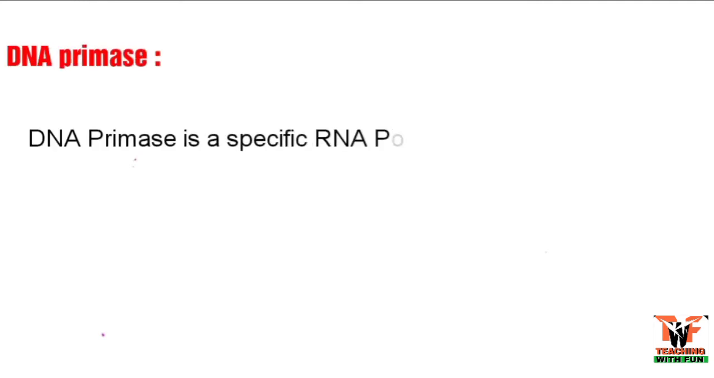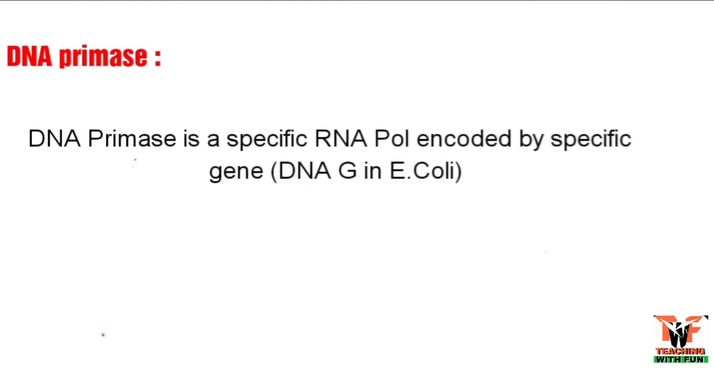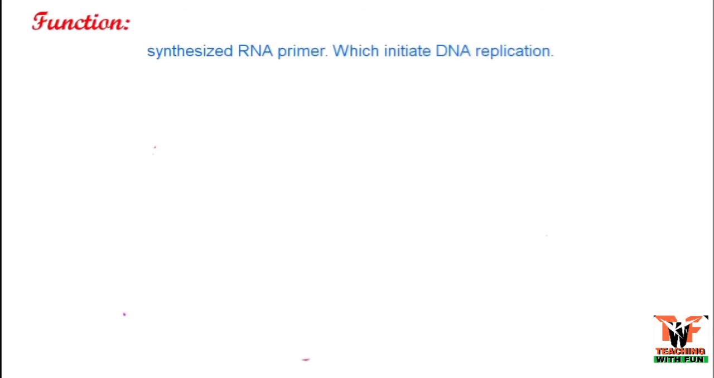Next enzyme is DNA primase. The DNA primase enzyme is a specific RNA pol encoded by the specific gene DNA G in E. coli. Now the function of DNA primase is that this enzyme is involved in synthesis of RNA primer. What is RNA primer? RNA primer initiates DNA replication. So the DNA primase is a very important enzyme.